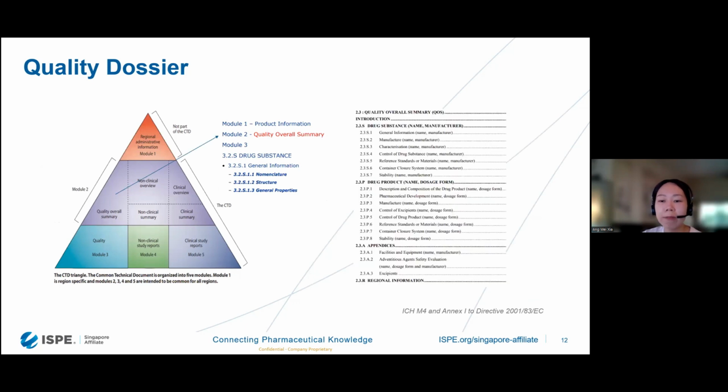The quality information is presented mainly in Module 2 and 3 of the CTD. The QoS of Module 2 is a summary that follows the scope and the outline of the body of data in Module 3. The QoS should not include information, data, or justification that was not already included in Module 3 or in other parts of the CTD. The QoS should include sufficient information from each section to provide the quality reviewer with an overview of Module 3.